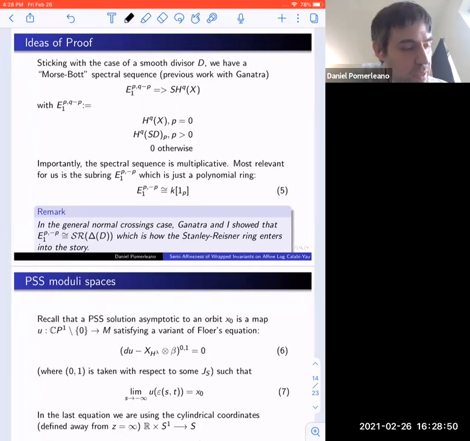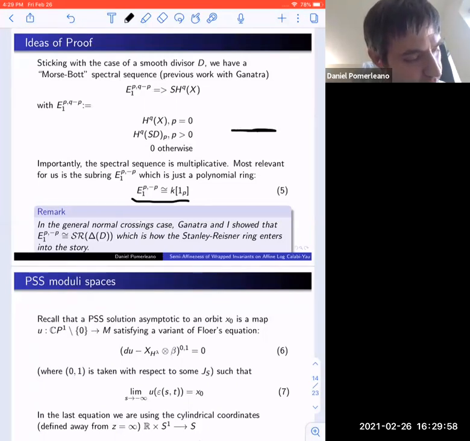It has generators, the cohomology of X, and then for every positive number p, you have the cohomology of the circle fibers over the divisor. And this Morse-Bott spectral sequence, at least in the smooth divisor case, was already more or less known before. As I said, it's not too difficult, but the most important part of our paper was that the spectral sequence has a certain multiplicative structure. So for the purposes of this talk, the most relevant part of the multiplicative structure that you can describe explicitly is the subring corresponding to the degree 0 part. That'll be E_1^{p,-p}. And in this case, it's just a polynomial ring in a single variable generated by 1_p. So that's the fundamental cycle.